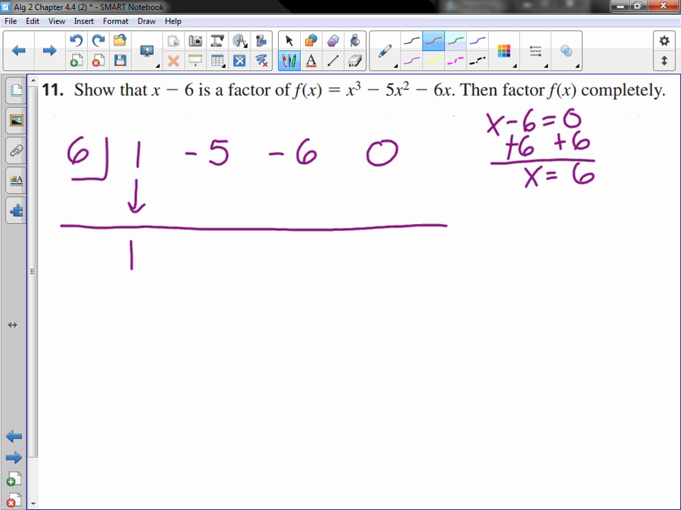We'll do our multiplication. We're going to do 6 times 1. Negative 5 plus 6 is? And we'll have 6 again, which would give us 0. 6 times 0 is?